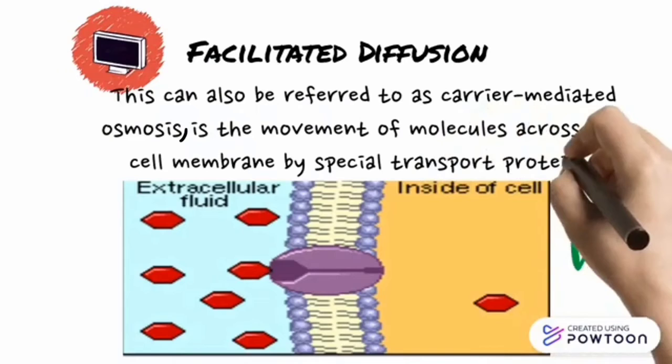In facilitated diffusion, material moves across the plasma membrane with the assistance of transmembrane proteins down a concentration gradient from high to low concentration without the expenditure of cellular energy.